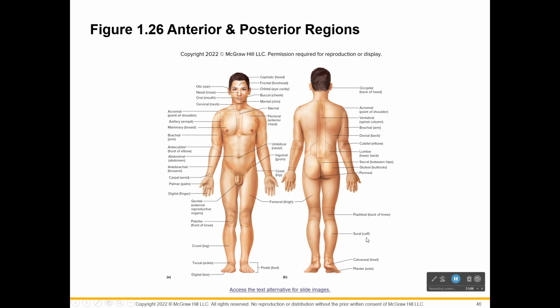Crural is leg, sural is calf. So you'll want to know those. Tarsal, ankles. So a lot of people get carpal and tarsal confused. They do sound alike, but remember, carpal tunnel syndrome is from typing a lot. And then digits can be fingers or toes. Now pedal is the foot, and there's some parts of the foot. I mentioned calcaneal earlier, that's the heel. And then plantar is the sole of the foot. Maybe you've heard of plantar fasciitis, or plantar warts are found in the bottom.